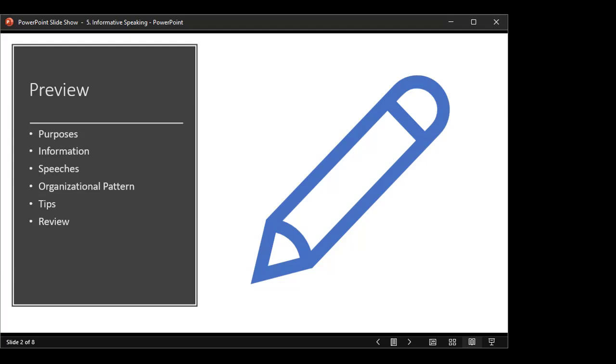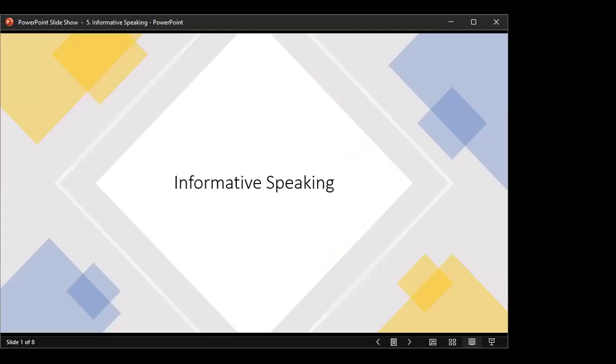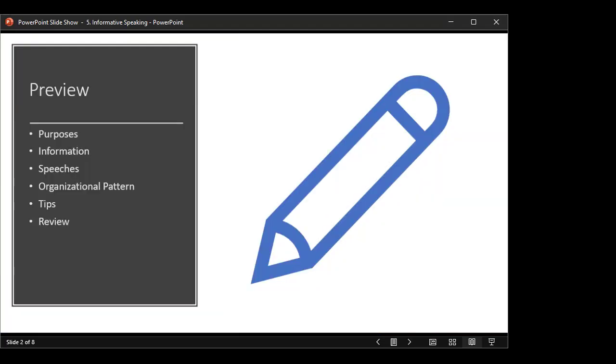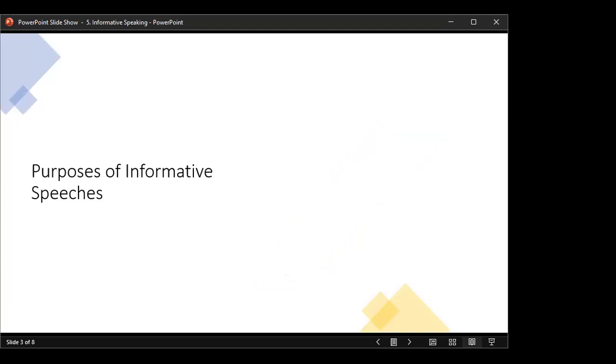Quick side note here. I don't know if you've noticed, but I had my attention gaining device, my thesis, and now I have my preview. So in terms of structure, I'm following our class structure. Just wanted to highlight that really briefly.